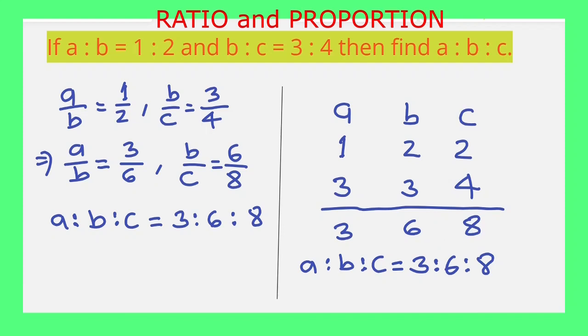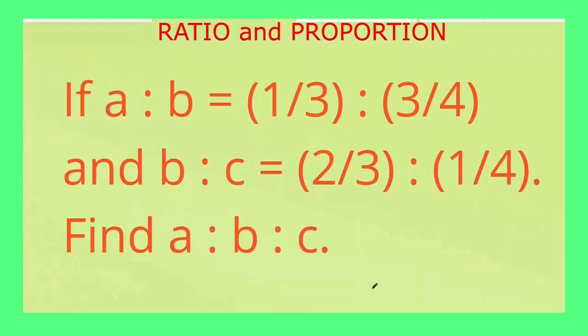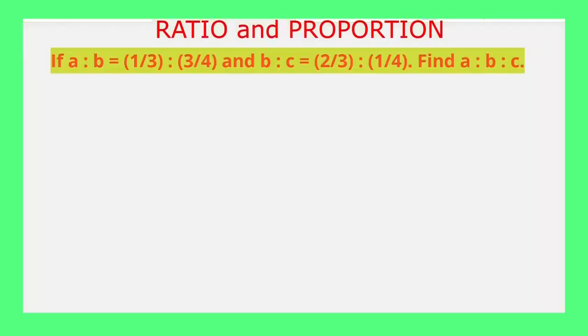We go to the next question. Our question is, if A ratio B equal to 1 upon 3 ratio 3 upon 4 and B ratio C equal to 2 upon 3 ratio 1 upon 4, find A ratio B ratio C. We solve the question like this.